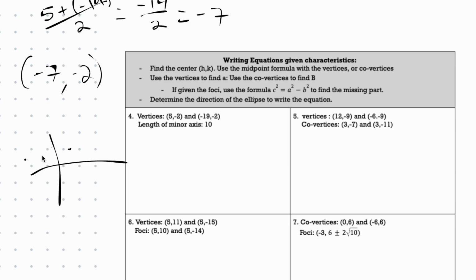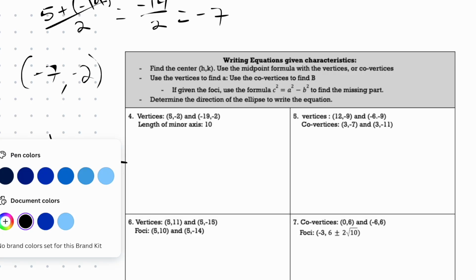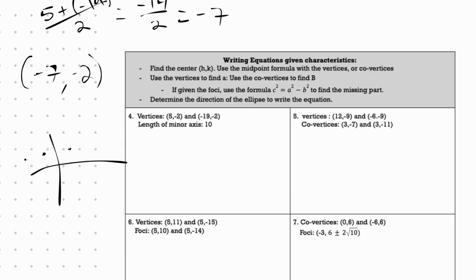So our center is going to be, let's just say something like this. Basically, this distance is going to be our a value. And so that distance, right, we're going from negative 7, negative 2 to negative 19, negative 2. You could go the other way too. It's going to be the same thing. We're going to get 12, right? This is 12. So we get A is equal to 12.